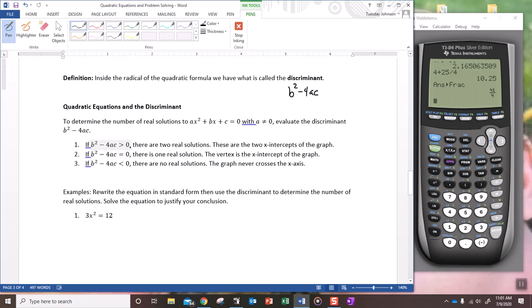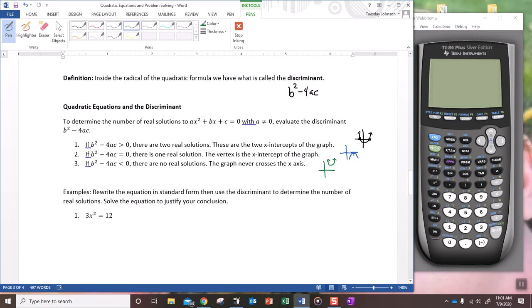If the discriminant is positive, like it was with the 41, there are two real solutions. And so it will look like this on a graph. You will actually have 2 times we cross the x-intercept. If b squared minus 4ac equals 0, there's only one real solution. And whether the graph opens up or opens down, what it will be is the vertex is your only x-intercept. And finally, if b squared minus 4ac, if the discriminant is less than 0, there are no real solutions. So maybe the graph looks like this, and it never crosses the x-axis.